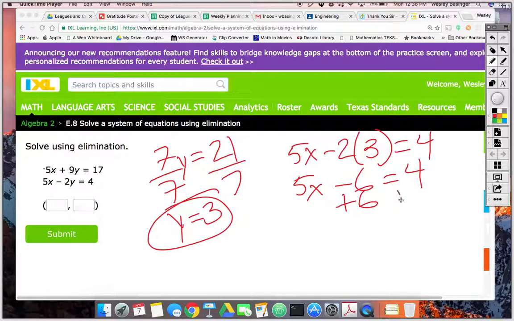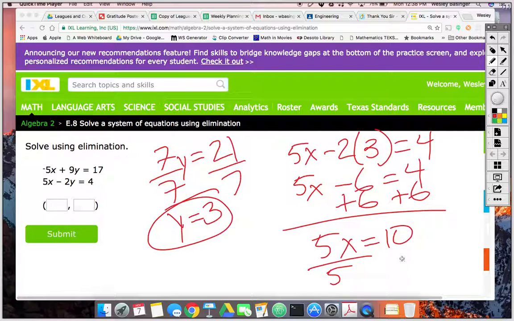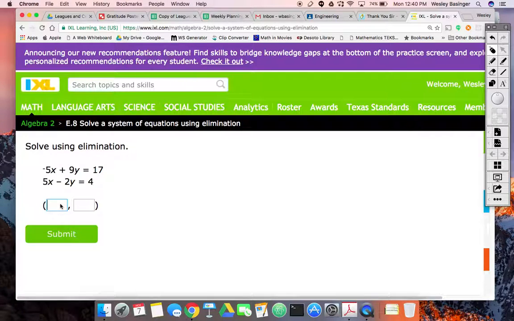Adding 6 on both sides. So 5x equals 10. Divide both sides by 5. And x would equal 2. So my solution is going to be 2, 3. Let me go ahead and put that in, and go to the next one.